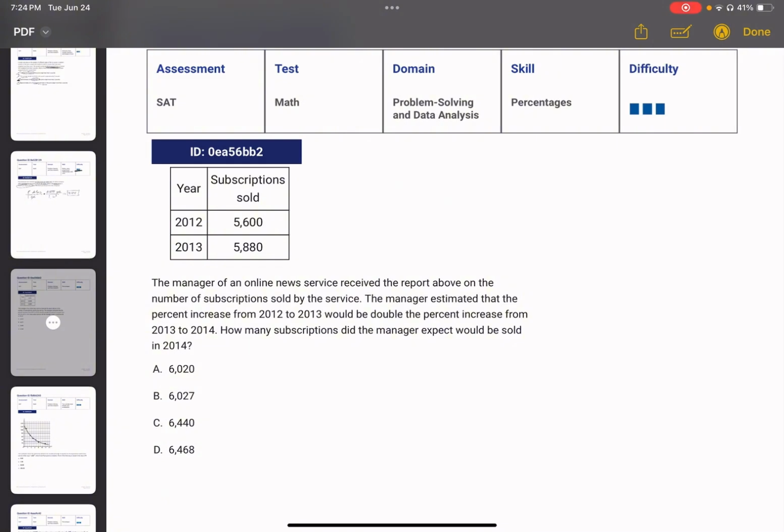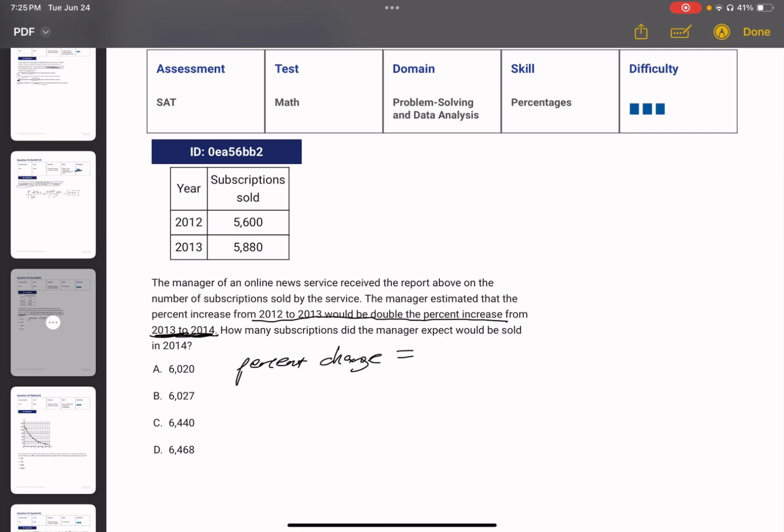Okay, before we dive in, we need to really dissect the wording in this problem. So 2012 to 2013 would be double the percent increase from 2013 to 2014. So we know that in 2013 to 2014, in other words, the percent increase would be half of that seen in 2012 to 2013. So this jump would be half in value. Okay, so looking at this, we are going to start by finding the percent increase for subscriptions sold from 2012 to 2013. So percent change.